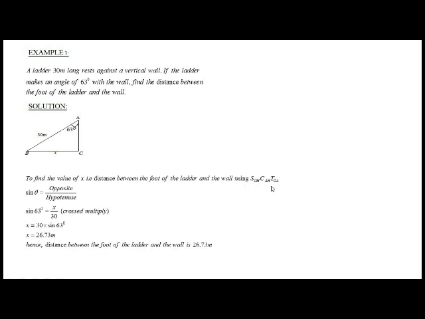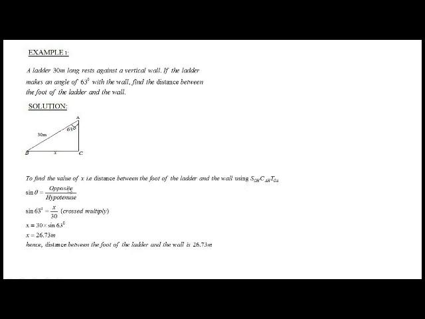using SOHCAHTOA. If you look at it, the angle formed at angle A is facing the distance between the foot of the ladder and the wall, which is x. And the side that is given is the hypotenuse, which is the length of the ladder, which simply means opposite over hypotenuse, and that is sine. That is the reason why we're making use of the SOH, and the SOH is opposite over hypotenuse.